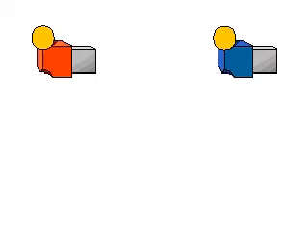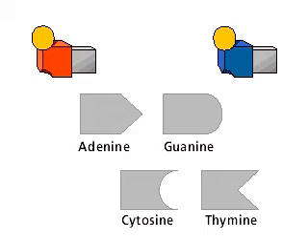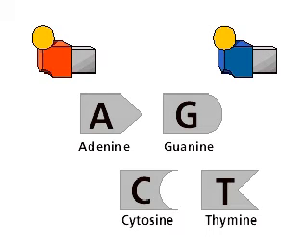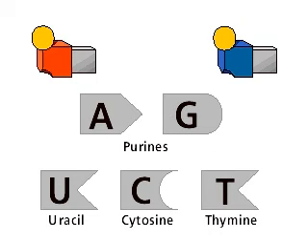The four bases found in DNA are adenine, guanine, cytosine, and thymine. These are abbreviated A, G, C, and T. The bases adenine, guanine, and cytosine are also found in RNA. Thymine is not. The fourth base in RNA is uracil. Uracil is abbreviated U. Structurally, the bases belong to two groups. Adenine and guanine are purines. Uracil, cytosine, and thymine are pyrimidines.